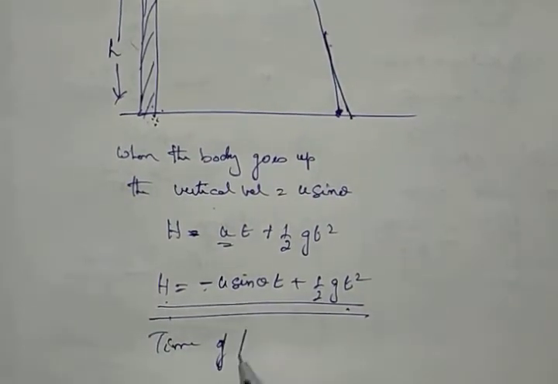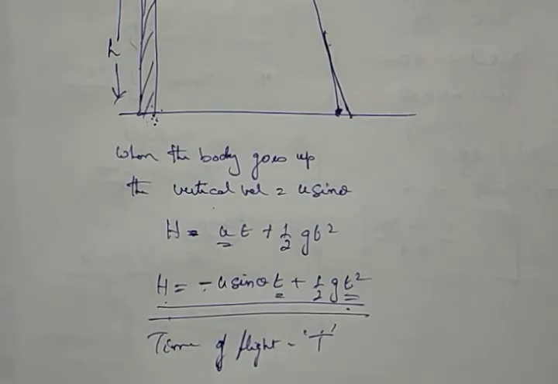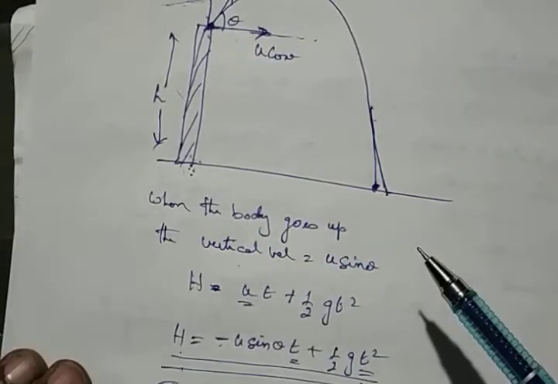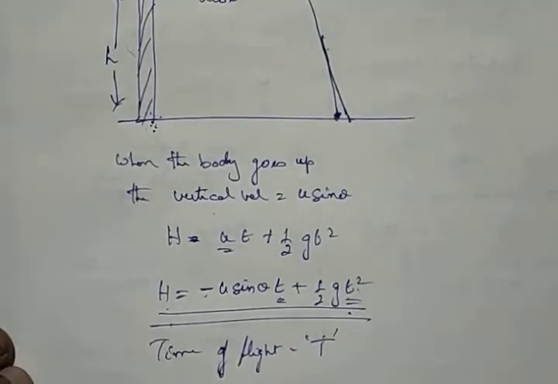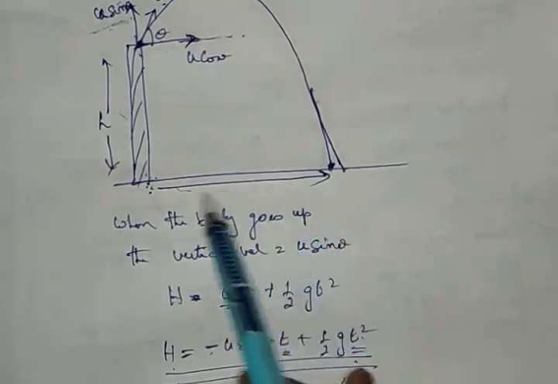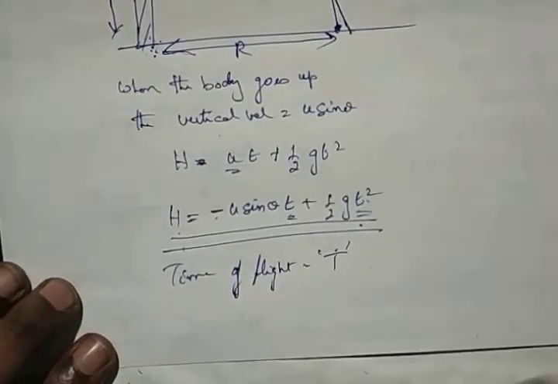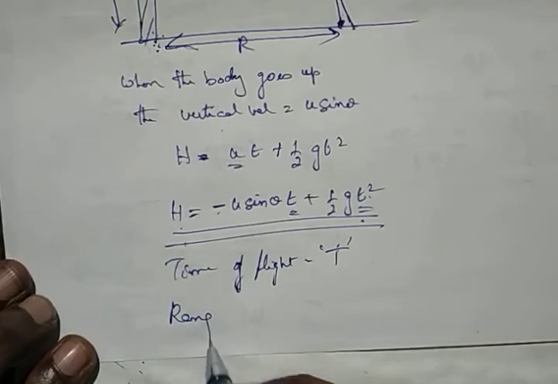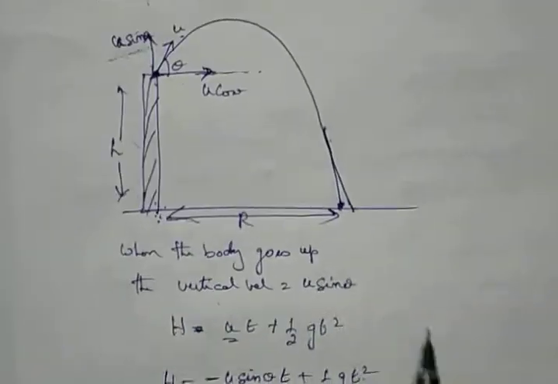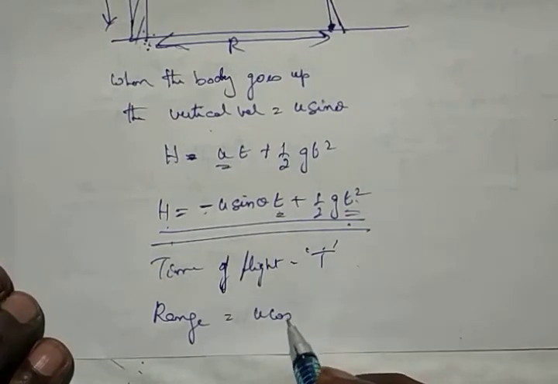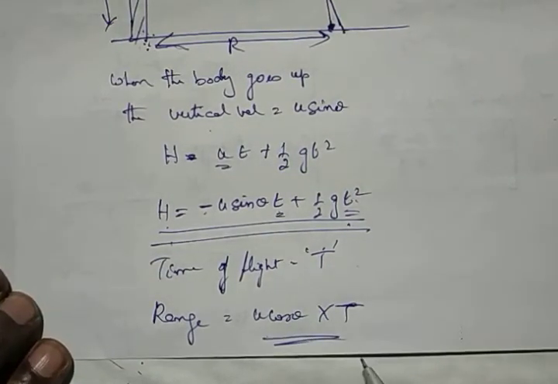Time of flight is going to be capital T. So that is the capital T here also. The same time which is going to take place for the body to come down from here, that is the total time, the T here also. Okay. So if you want to find out the range, how to find out the range? Range is equal to, which component makes it travel horizontally? The component of the velocity is going to be u cos theta. So it's going to be u cos theta into time, that is the time. So that's what range is.